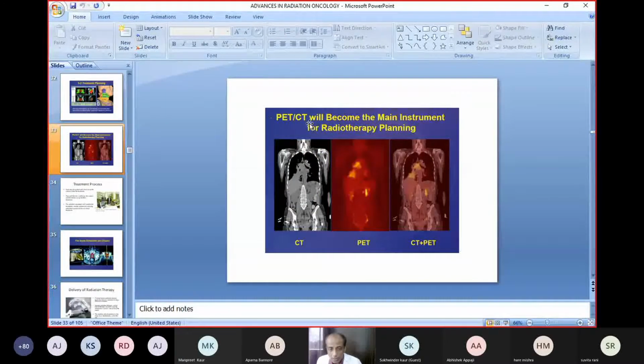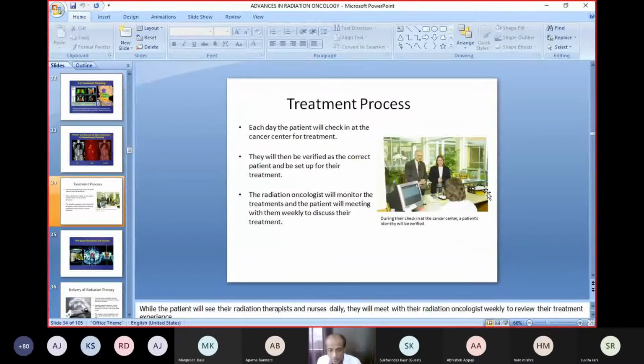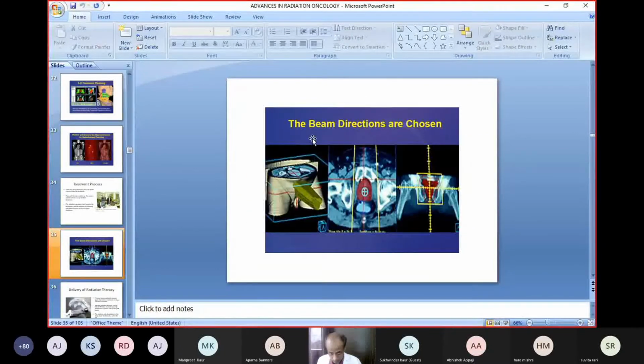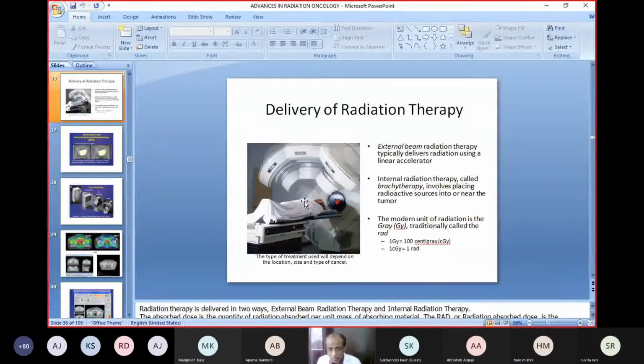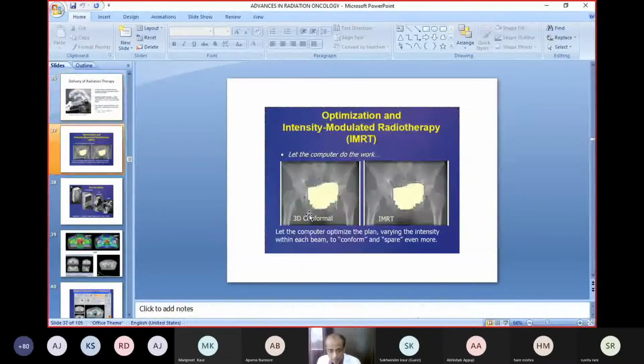So we need further images like a PET scan and a CT scan for the planning of the patient. And when the treatment process starts, we review the patient every week. And this is how the beam arrangement is done in radiation delivery from different angles. And now comes the actual delivery part. The patient is taken to the radiation machine. This is the couch and this is the machine, and how it rotates around the body to deliver the radiation.